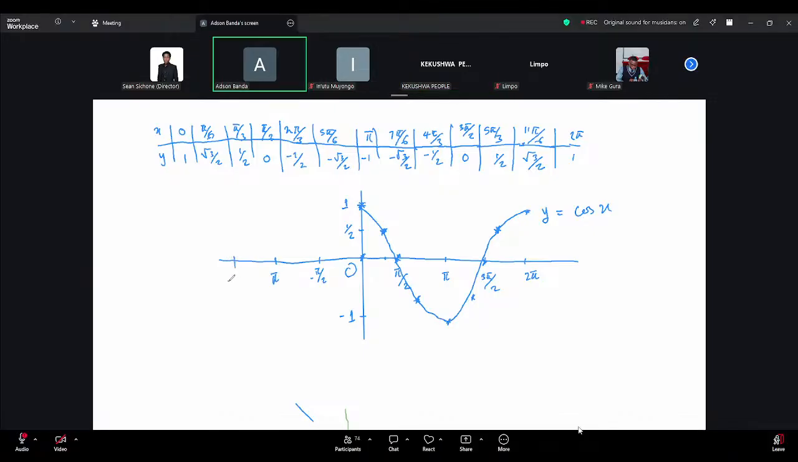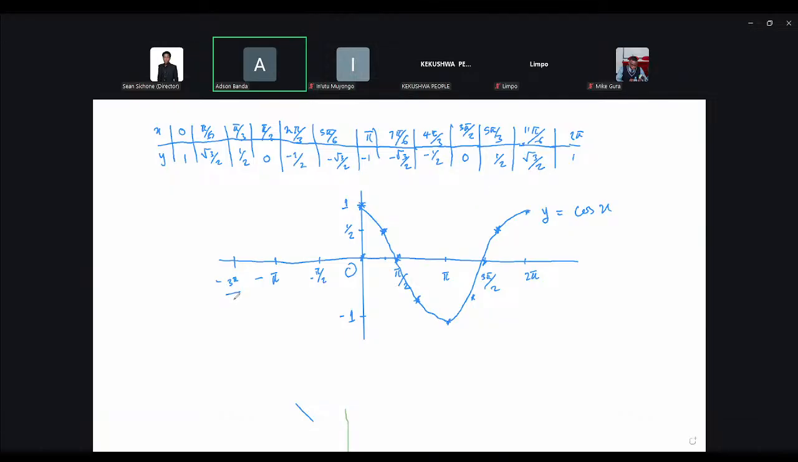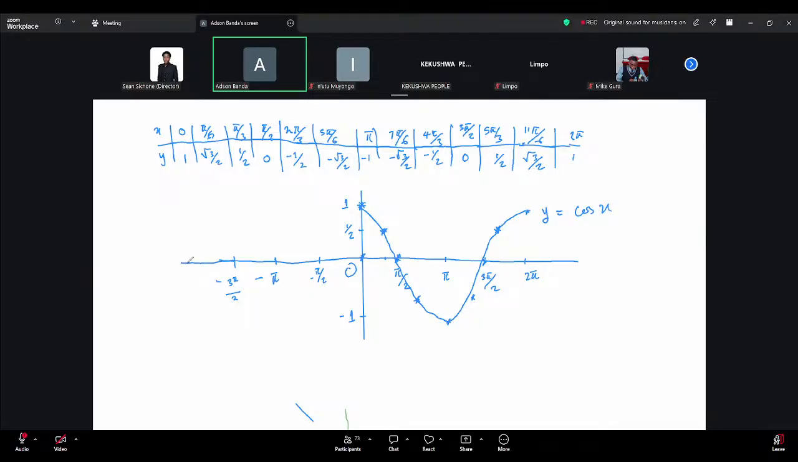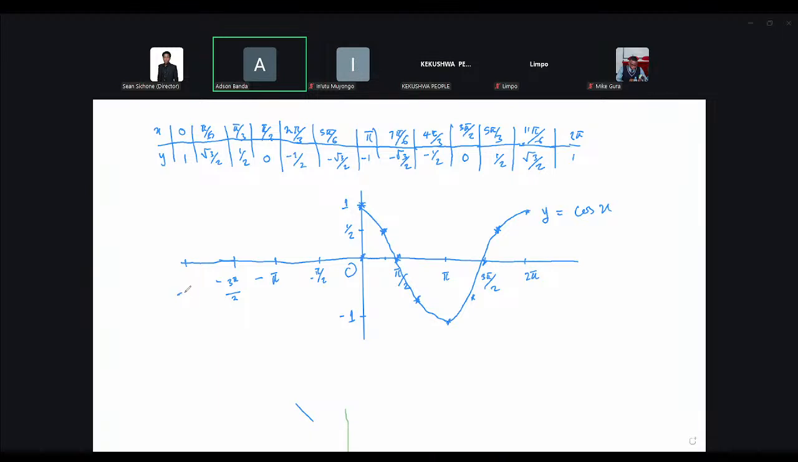Right, so we can actually extend this graph like we did earlier for the sine graph. We can actually take it also to the left. So that is the minus 2 pi. Okay, so in a similar manner, of course, the cosine of negative pi by 2 in this case is also going to be equal to 0.